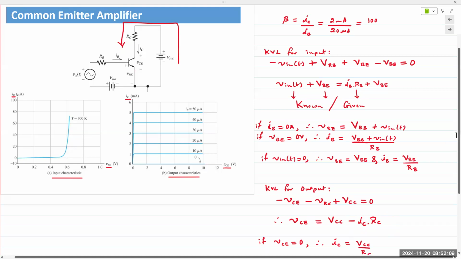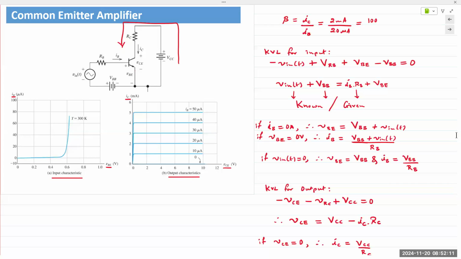Current gain is beta. Voltage gain is different. Voltage gain depends on the biasing. Assuming we're in active, IC is beta IB.